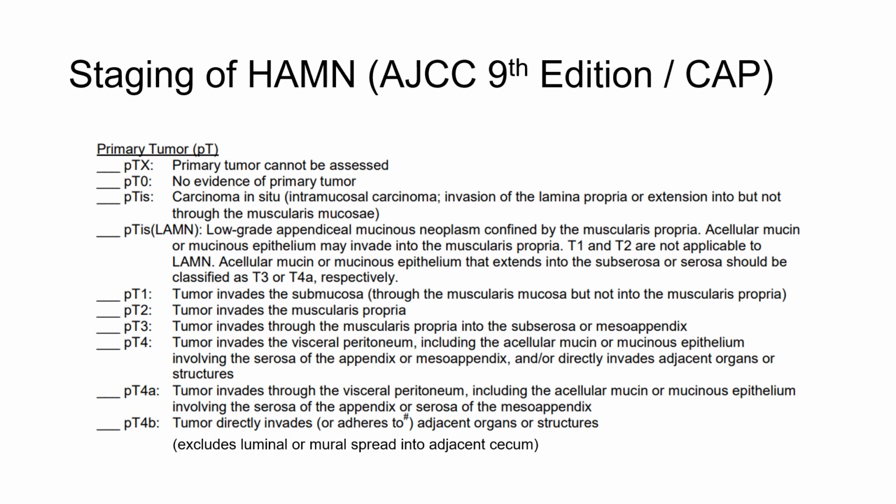Hammond is staged the same as adenocarcinoma, so we don't use the Lamin staging system. So we're going to be using criteria for T1 through T4B, similar to what we would use in the colon.